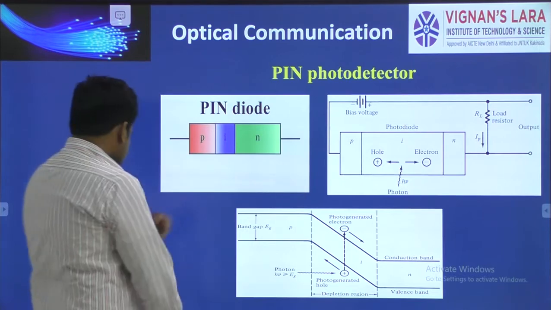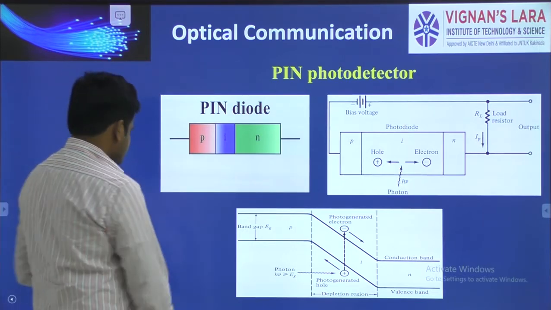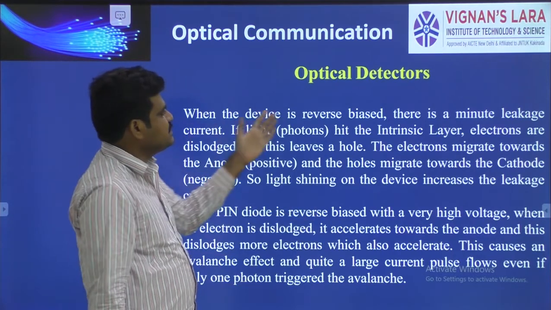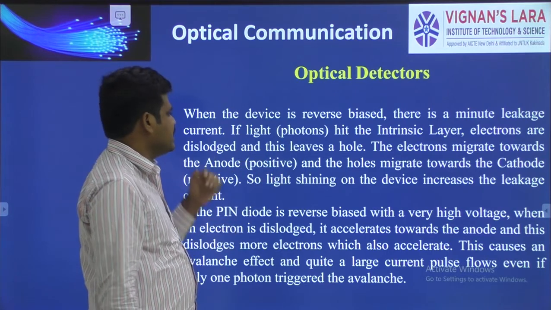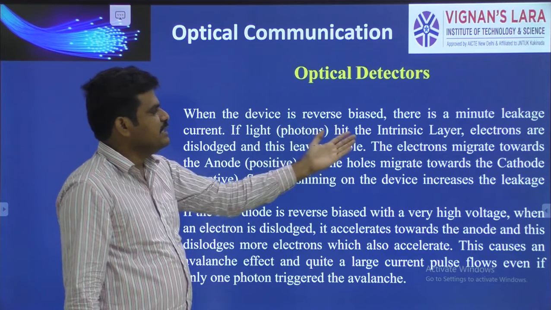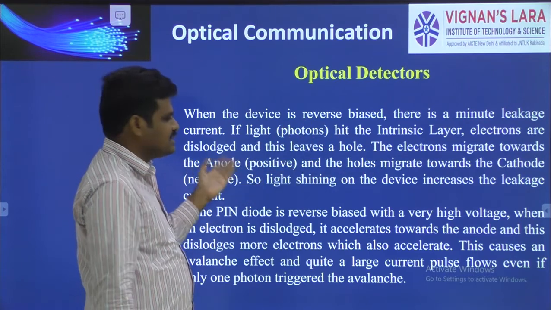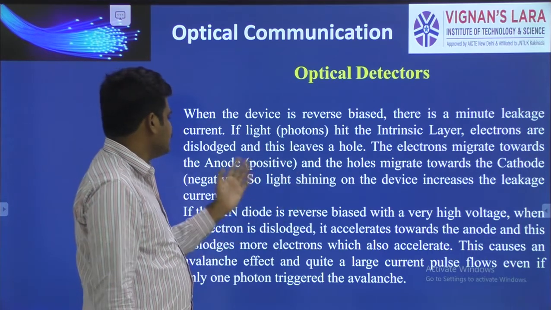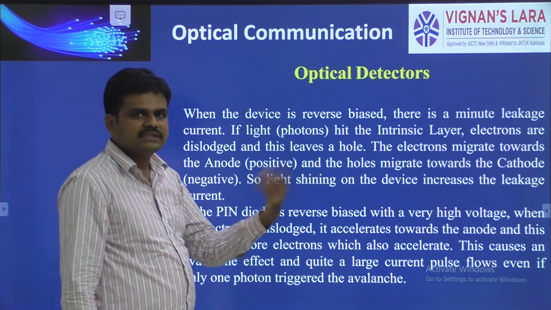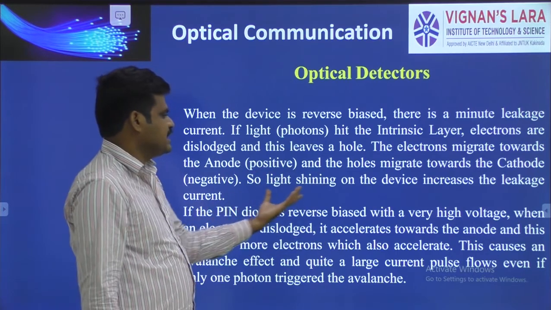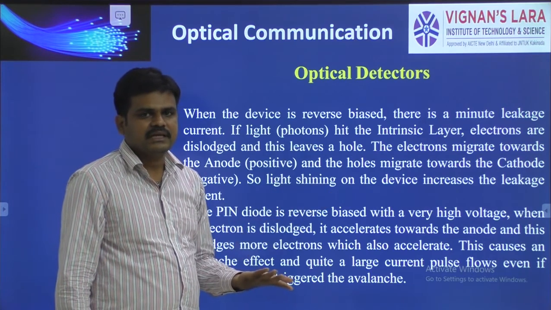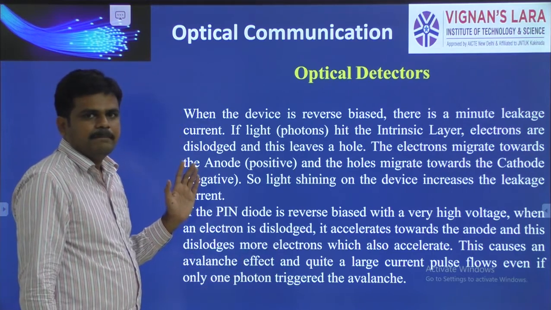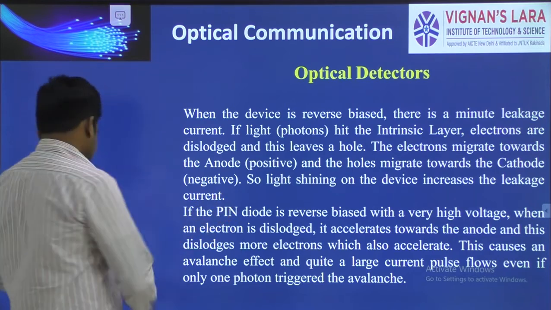The next one is, yes, this is what I have written here. When the device is reverse biased, there is a minute leakage current. If the light hits the intrinsic layer, electrons are dislodged and this leaves a hole. The electrons migrate towards the anode and the holes migrate towards the cathode, and the light shining on the device increases the leakage current. This is the working of the pin diode.